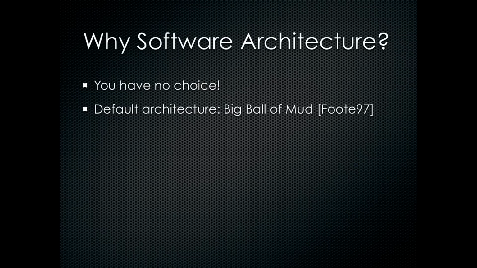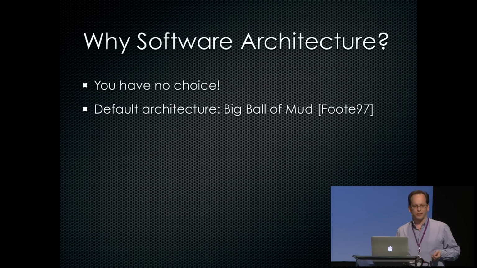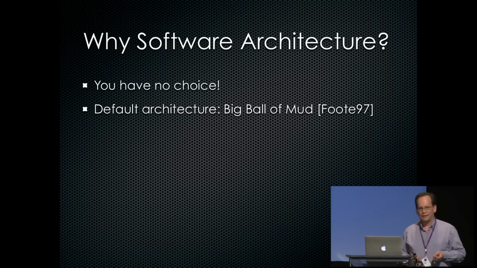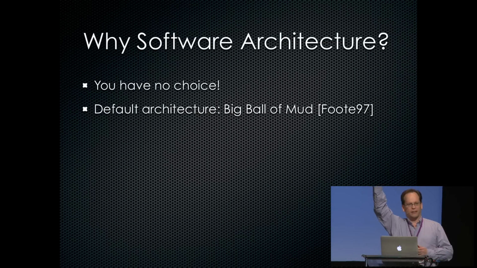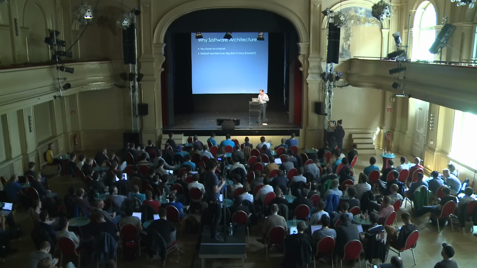So motivation. Why do I care about software architecture? Of course, the first reason is you don't really have a choice, right? If you build software, it has some kind of architecture. And usually, if you don't actually care about the architecture, you will get the default architecture, which is called the big ball of mud. Who has built a big ball of mud? Yeah, right. That's what we usually get. And there are some issues with that, right?